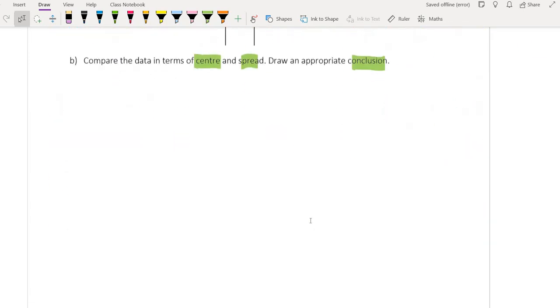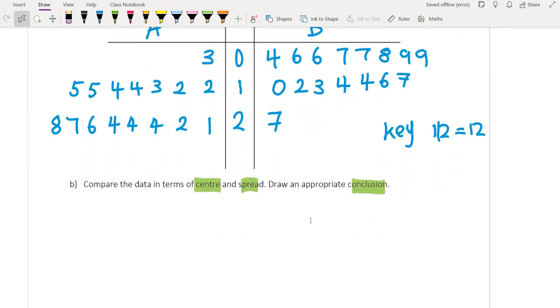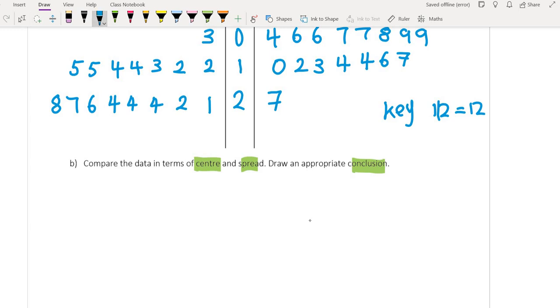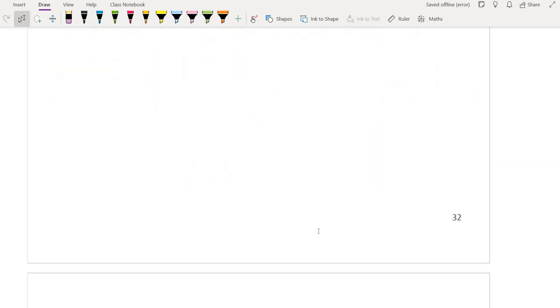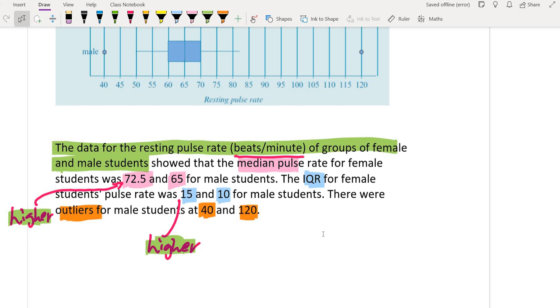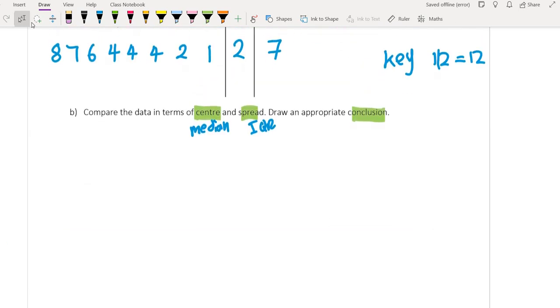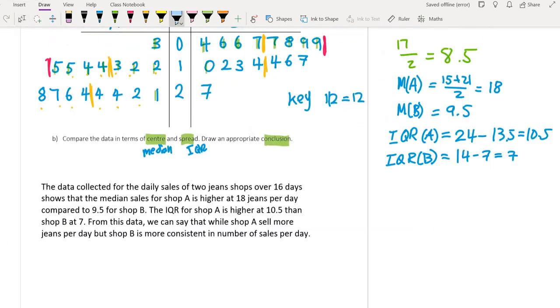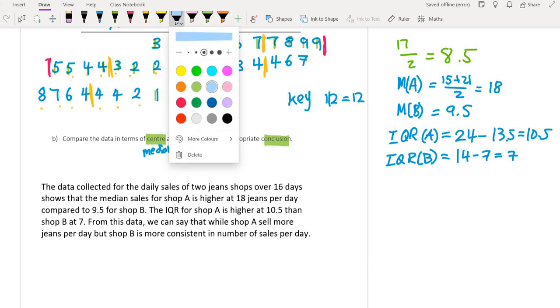Okay, so center has to be median and spread has to be IQR. So have a go at writing the report. Should be similar to this one here, and then come back for the answer. Alright, so something along the lines of this is what you came up with, hopefully.